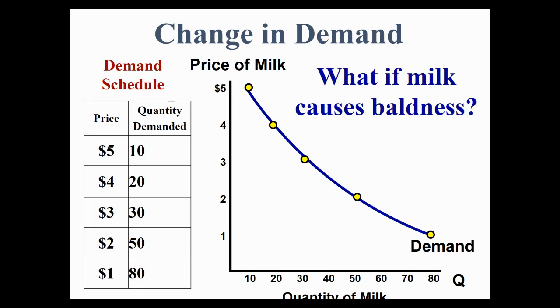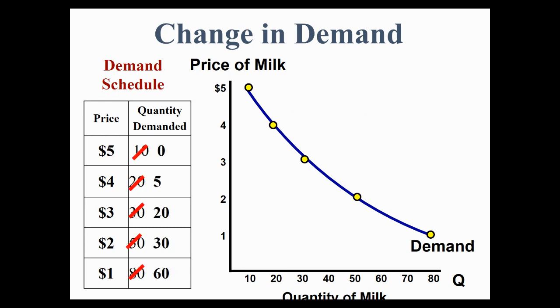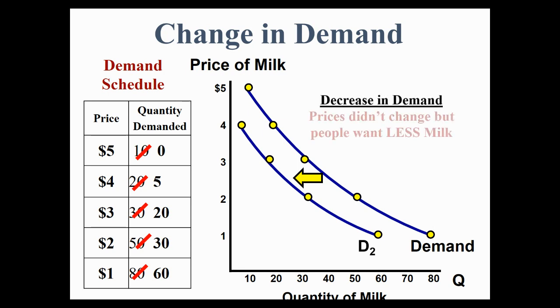But what if we said milk causes baldness? What if milk causes baldness and we go back to our original demand curve? Well, I'm willing to bet many of you go, I don't know if I want milk. So what happens? We get fewer people. Therefore, we're going to get a shift left, which is a decrease in demand.